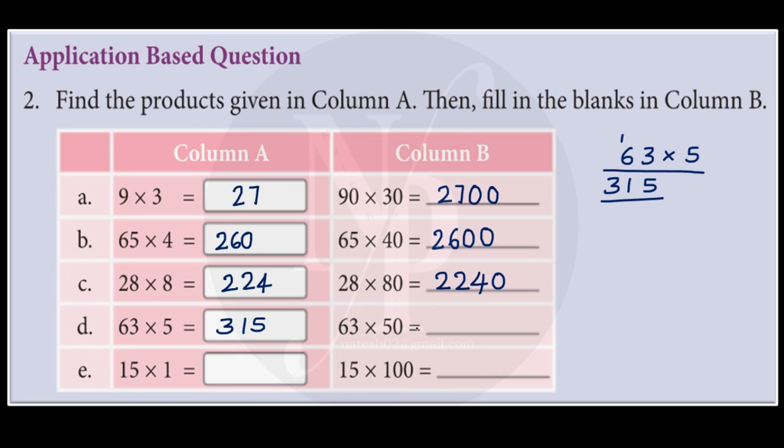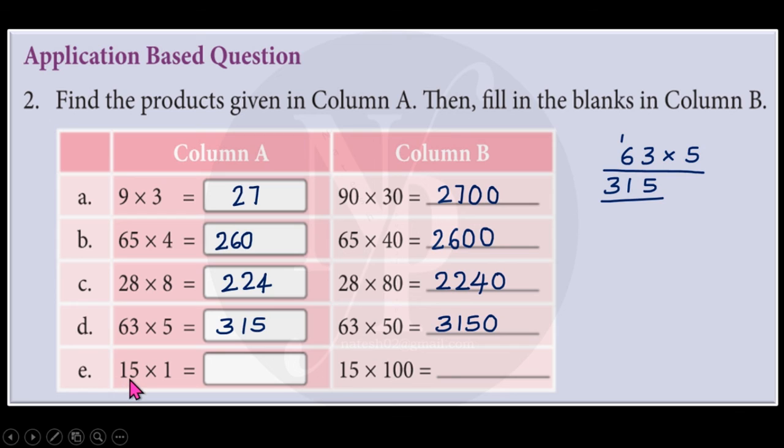So now let us fill this blank. So what we do, we will write 315, and looking at these numbers, we have 1 zero here, so we write 1 zero. Therefore, the product of 63 and 50 is 3150.